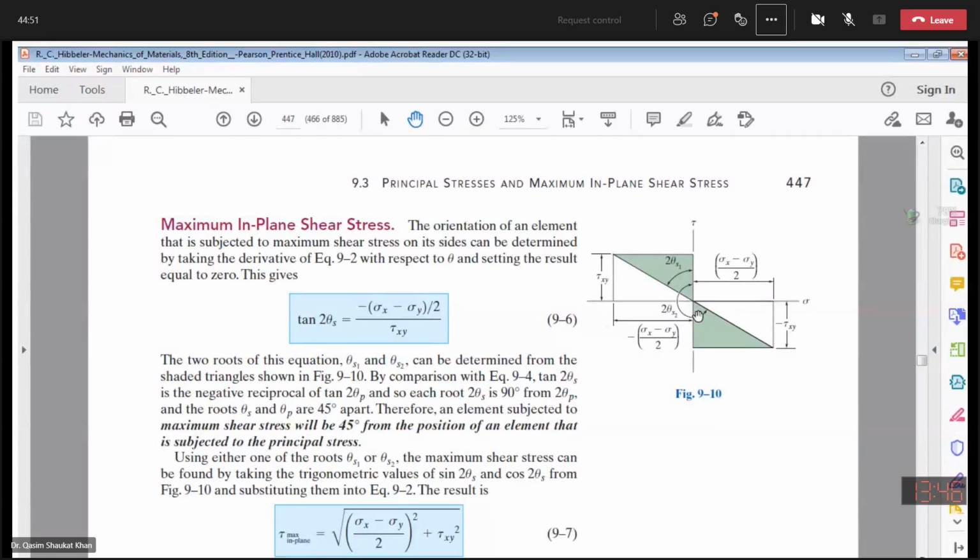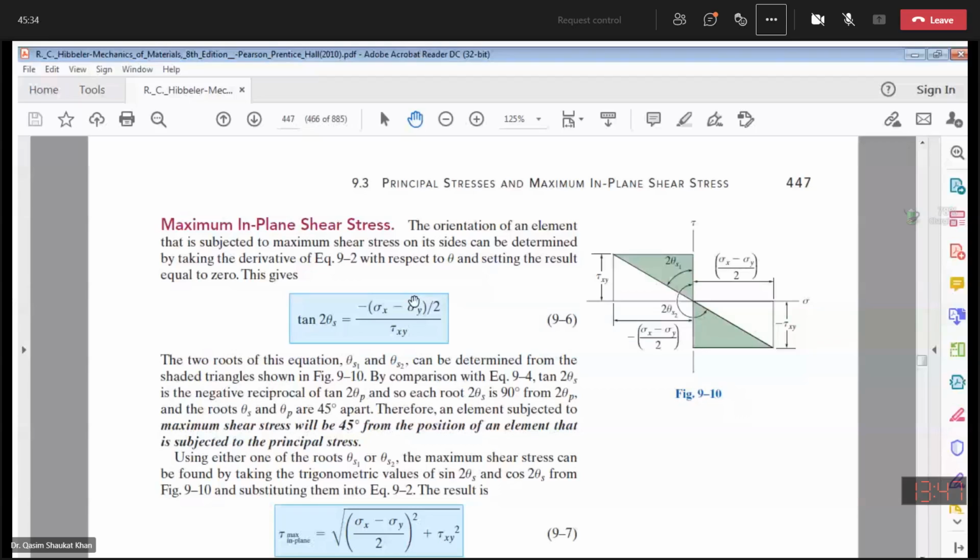Then in the second case, in quadrant 4, the shear stress is negative, whereas the average of the normal stress is positive. So you have 2 theta S2, and again you can see that the difference between 2 theta S2 and 2 theta S1 will be 180 degrees. The important point is that either sigma x minus sigma y or 2 times tau xy will be negative. One value will be negative, the other will be positive.